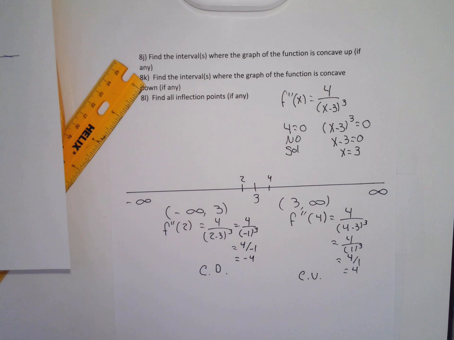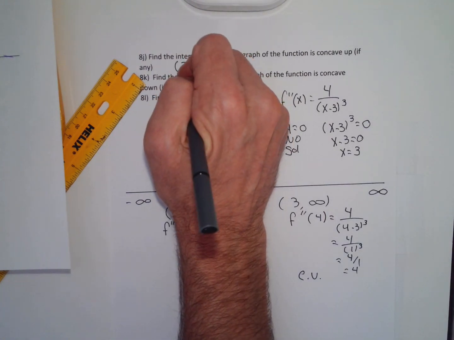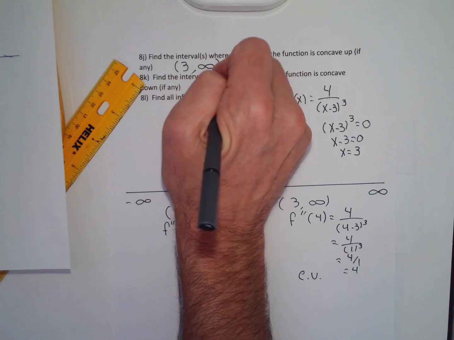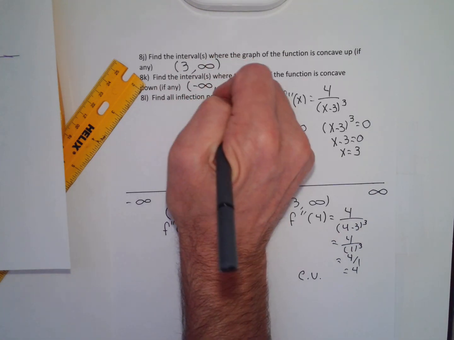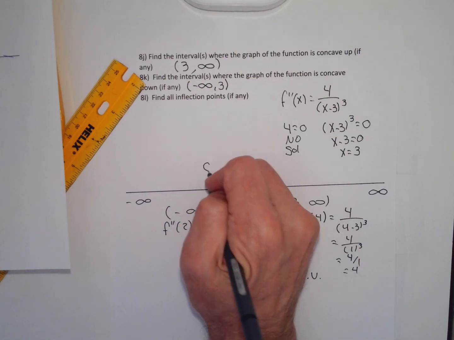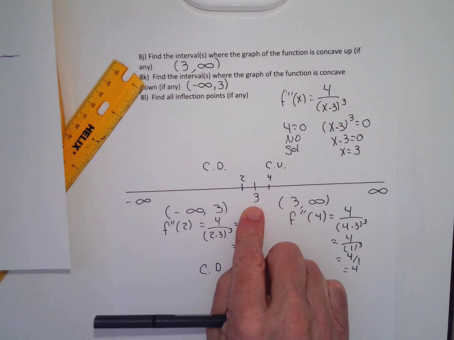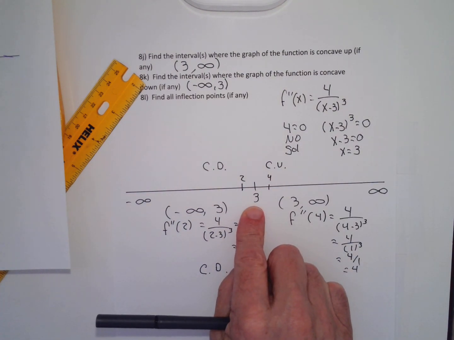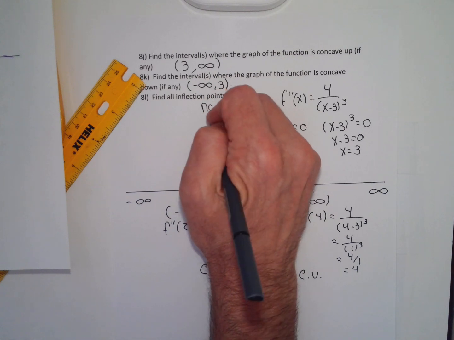My answer for 8J, the graph is concave up from 3 to infinity. The graph is concave down from negative infinity to 3. And it looks like, because it's changing concavity, that I'm going to have an inflection point at 3. But in order to have an inflection point, the graph has to be continuous at that point. It's not continuous. It's a point of discontinuity because of the asymptote. So it has none for inflection points.